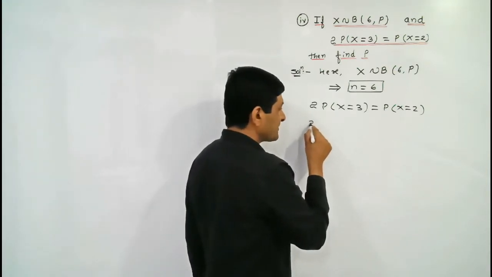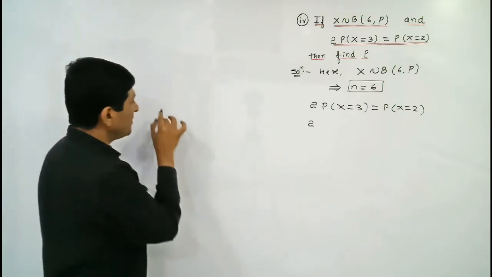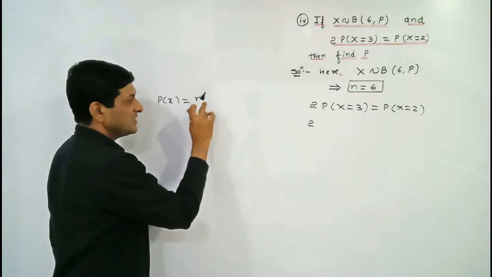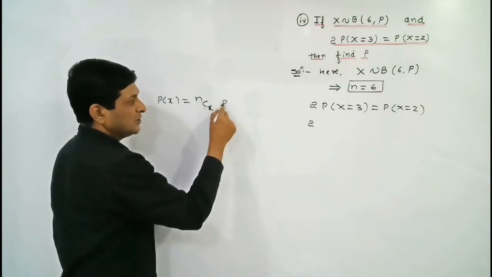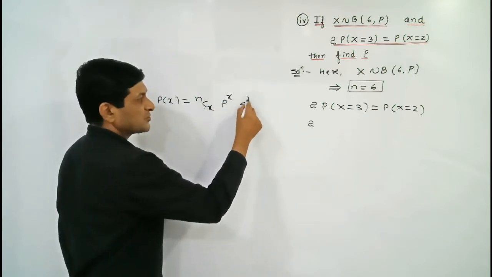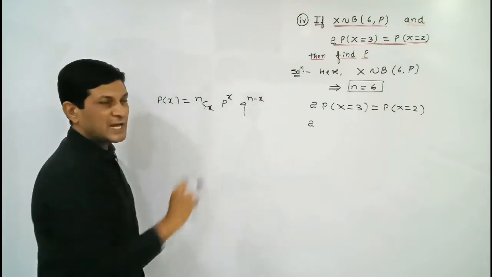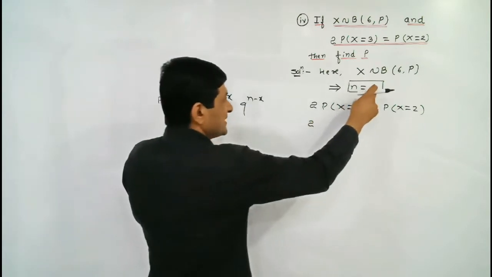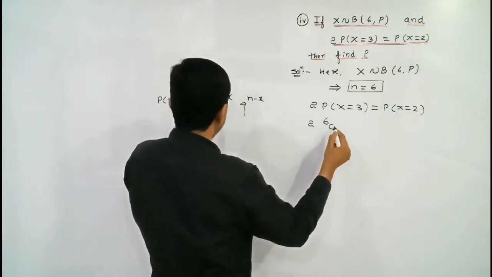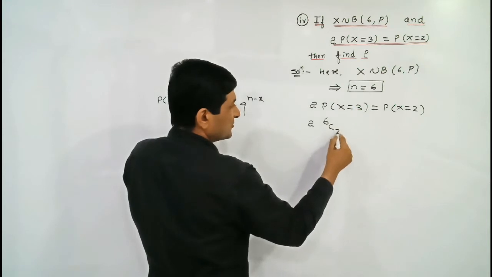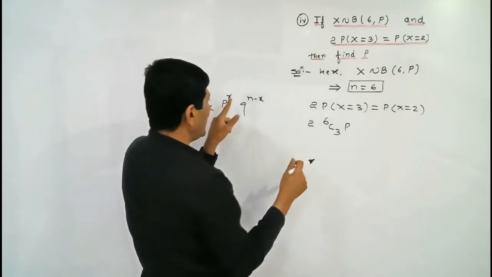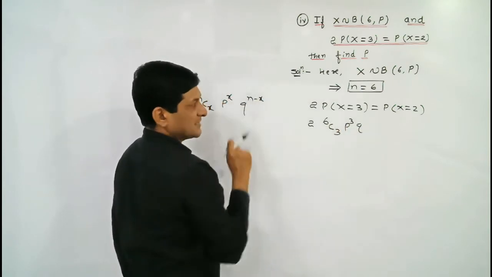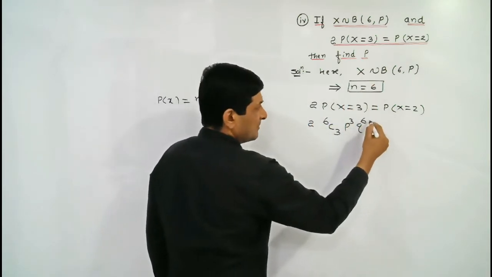Twice, keep it as it is. We know that what is the formula of P of X? P of X will be equal to nCx into p raised to power x into q raised to power n minus x. This formula we are applying here to find out the probability. So here n, what is the value of n? 6. 6Cx. x is equal to what here? 3 into p raised to power x. What is the value of x here? 3 into q raised to power n minus x. n is equal to 6 minus x.